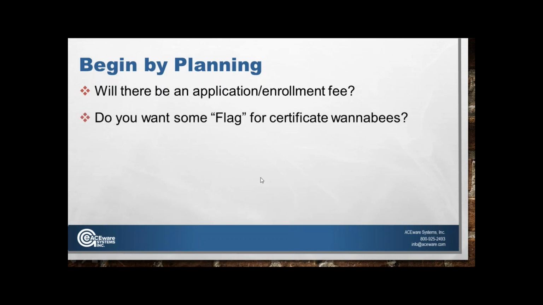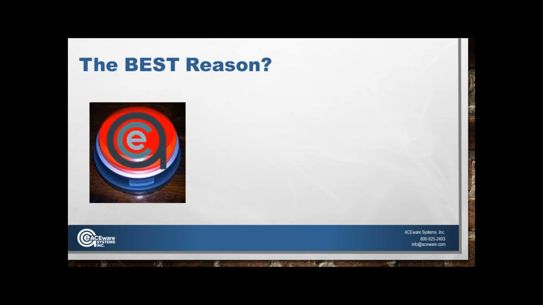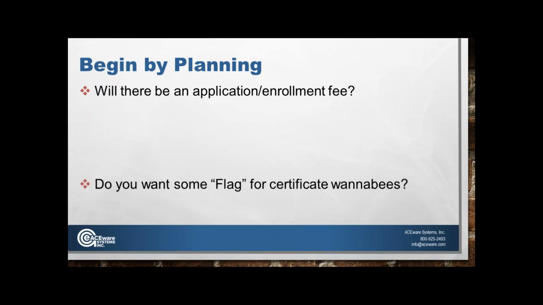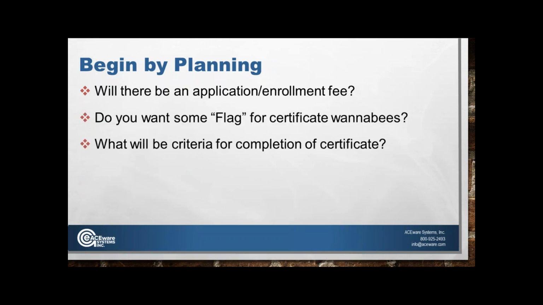Number 2, do you want to have some flag to track people who are in that certificate program? And again, if you have an application course, that's certainly one way to do it. But if you don't, the idea of using an interest code is usually the best approach for that. What will be the criteria for completion of your certificate? And again, this is the rigor: how many hoops do you want these students to jump through?